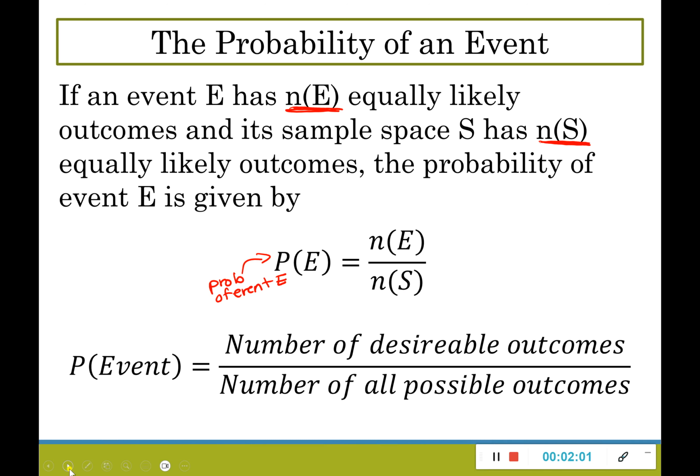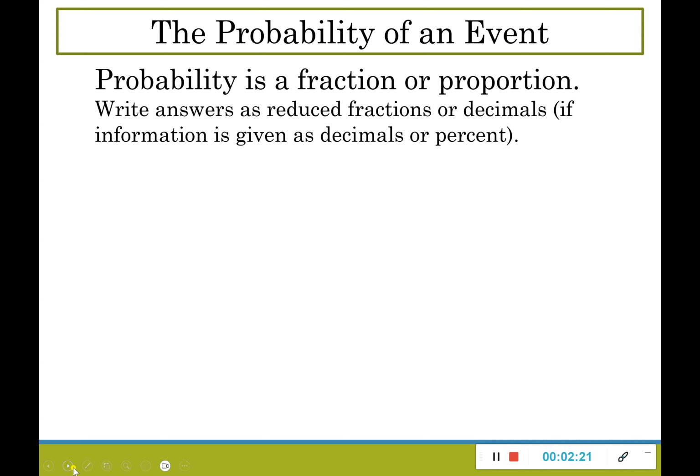So if you write that out in words, the probability of the event is the number of desirable outcomes divided by the number of all possible outcomes. The desirable ones are what you want to happen. So if you're flipping a coin and you want to figure out how many times you're going to get heads, then heads would be your desirable outcomes. More probability of an event.